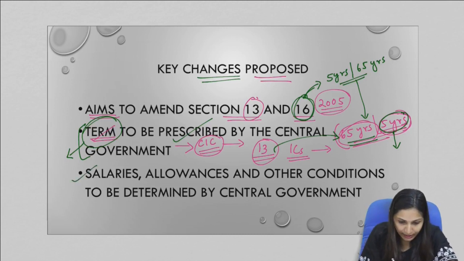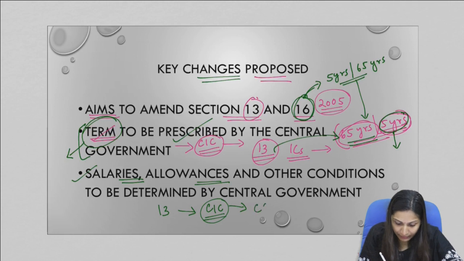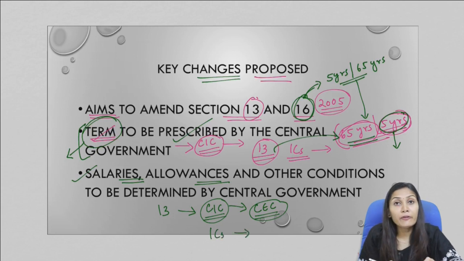Now, the second one is regarding the salaries, allowances and other conditions of service. Under Section 13 of the Right to Information Act, the salaries, allowances and other terms of service of the Chief Information Commissioner shall be the same as that of the Chief Election Commissioner, or CEC. And for other information commissioners, the salaries, allowances and other terms of service are similar to that of other election commissioners.